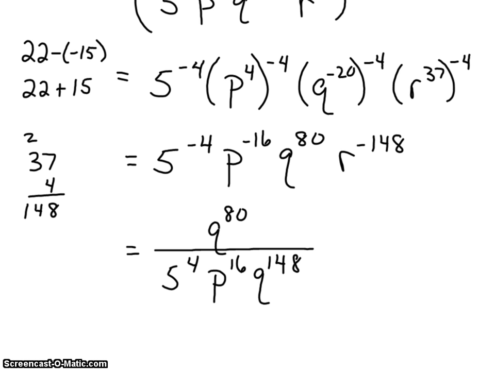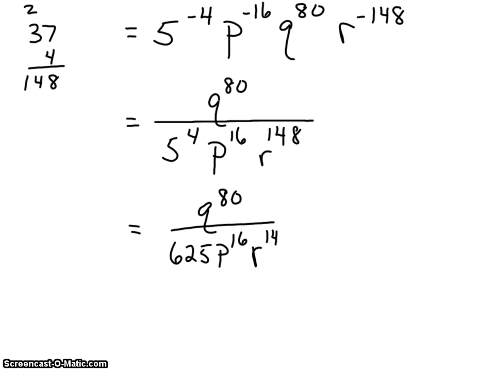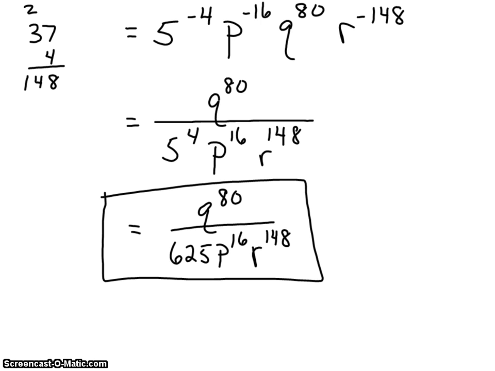And then to truly simplify this, we should do one last thing. We should change the 5 to the 4th power to what it is, 625. So q to the 80th power over 625, p to the 16th, and I changed a letter here. So let me go back and change that to what it should be. That should be an r to the 148. Now all exponents are positive, and there are no like bases that we can combine.